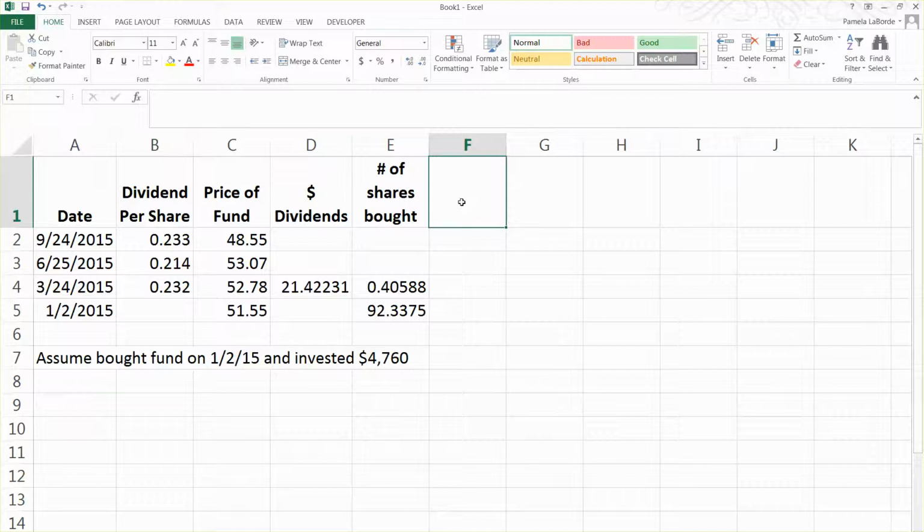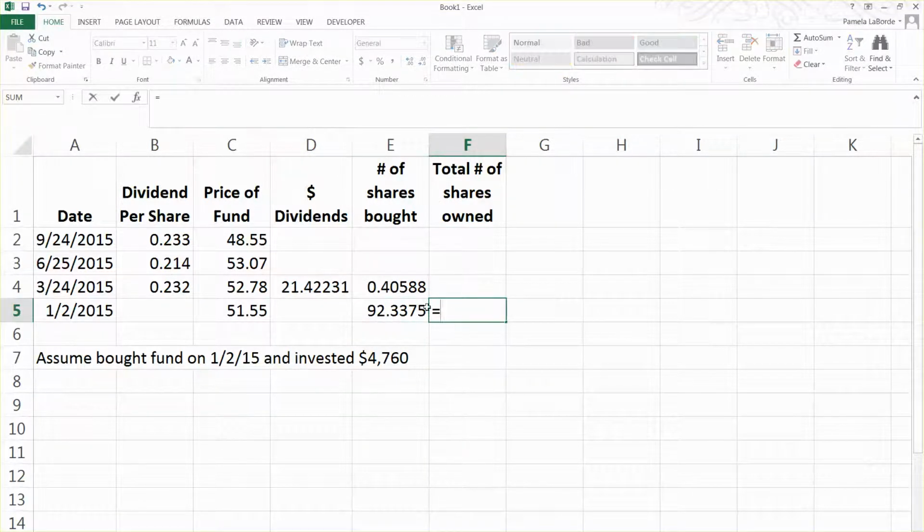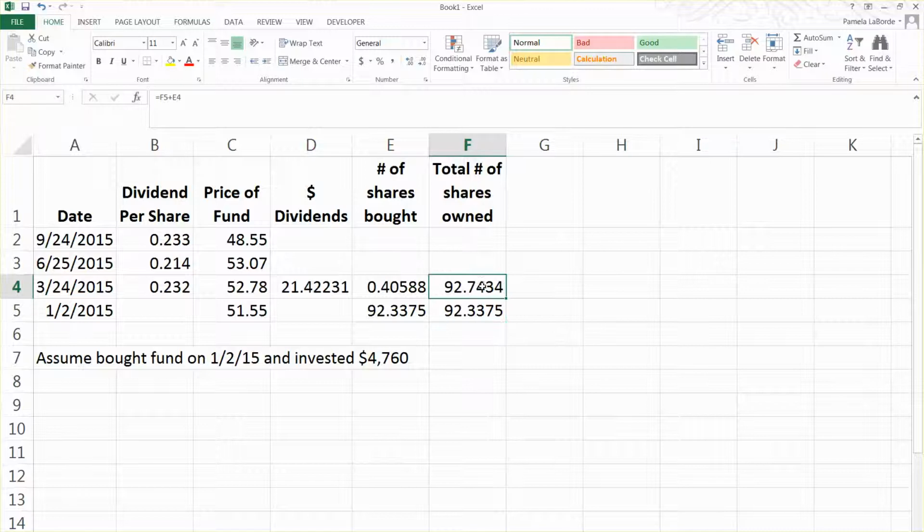So over here I'm going to tally the total number of shares owned. So she started out with 92. I'll just pop that over. There's no real need to, but I will. And then she still had the 92.34 she originally purchased, but now she's going to add 0.405 more shares to that, so she's up to 92.74. And I'm going to go ahead and work these out individually. I could just copy my equations up, but I'm not going to.